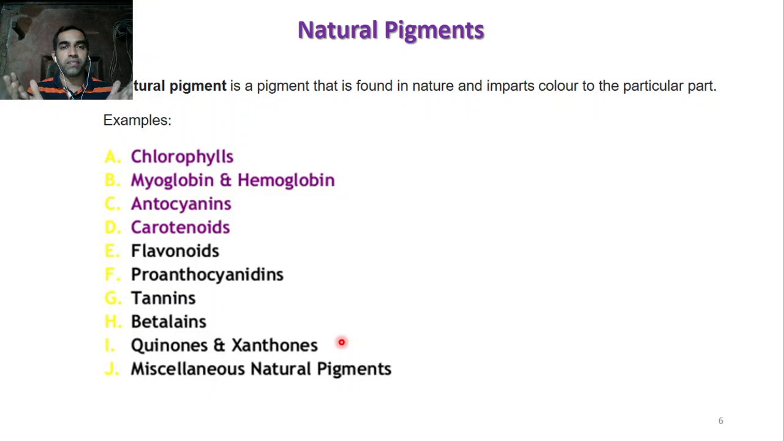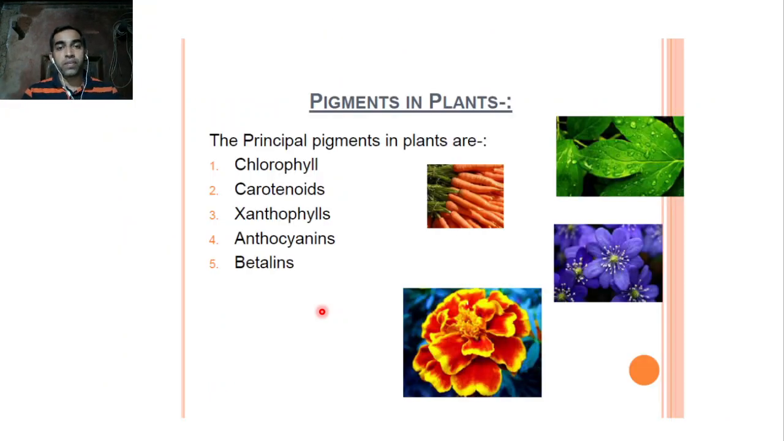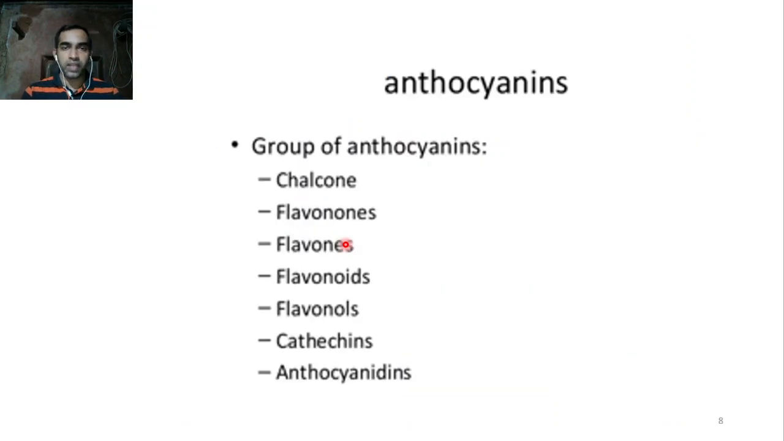Because of these pigments, one by one, anthocyanins, chlorophylls, that particular fruit or flower is colored. So you can see pigments in plants. These are some of the examples like chlorophyll, carotenoids, xanthophylls, anthocyanins, betalains. Some of these are very common for you since earlier classes. And we will see in this session what are anthocyanins.